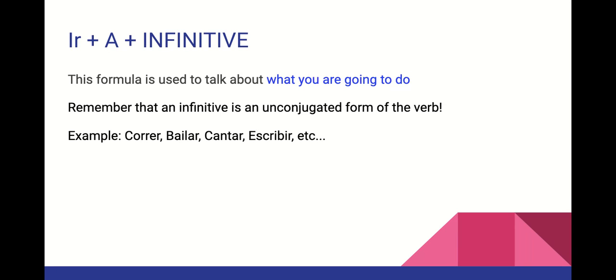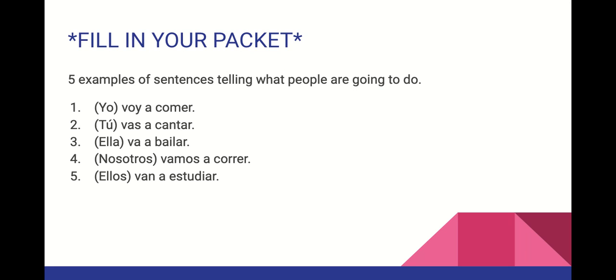Now for this one, there's no al or anything like that. Every single one is going to be a. Okay, so voy a correr, vas a nadar, and so on and so forth. So here are some examples. Again, voy a comer, vas a cantar, va a bailar, vamos a correr, van a estudiar.